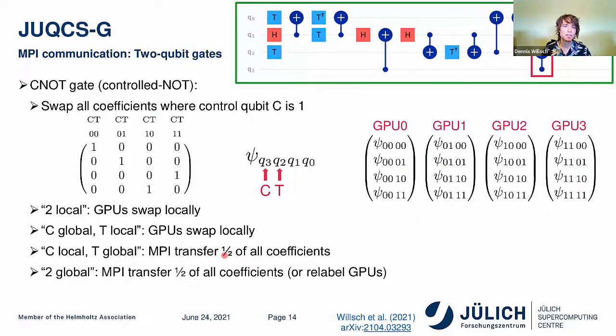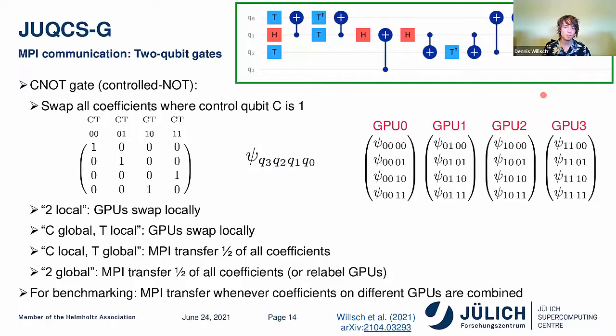And then the last example is 2 global qubits. And also in this case, we would need to swap these complex numbers with these complex numbers. And what we could do now is simply relabel the GPU. So we simply call this GPU 2 GPU 3, and this GPU we call GPU 2, and then we keep track of the relabeling. But for benchmarking purposes, and this is the topic of this talk, we do such an MPI transfer also to test the network whenever we have numbers on different GPUs. So we don't do this kind of optimization trick in this particular case.